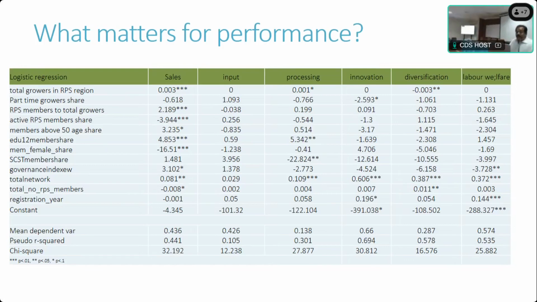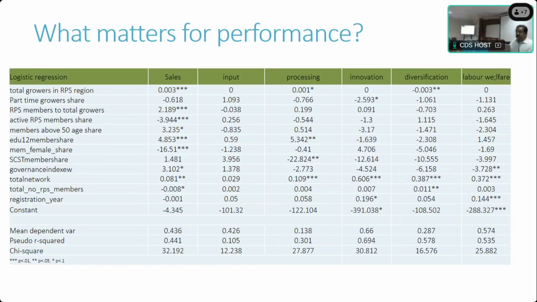Part-time, if you have part-time growers, that generally affects the entire performance of the RPS in terms of sales, input, processing, innovation, diversification, whatever the activity that you want to take up. If there are a large number of part-time growers in that particular region, the RPS's performance, at least in terms of innovation, is going to have a negative effect, because of the presence of part-time growers.